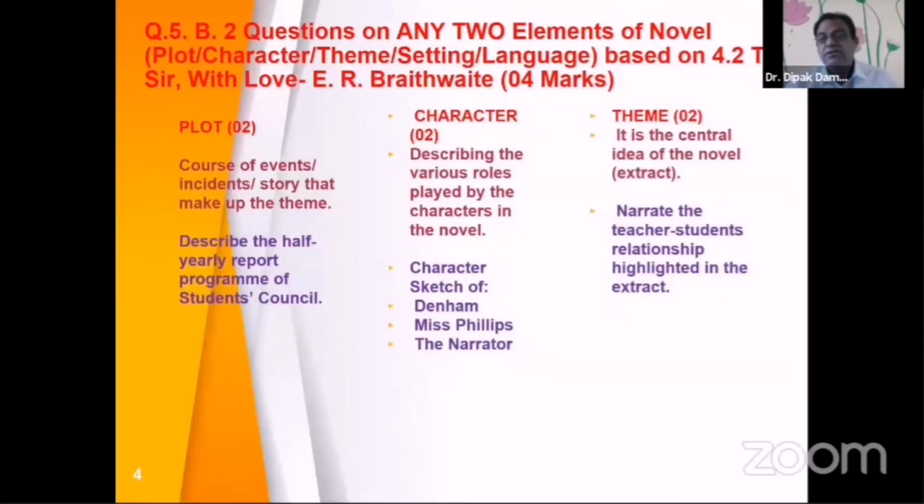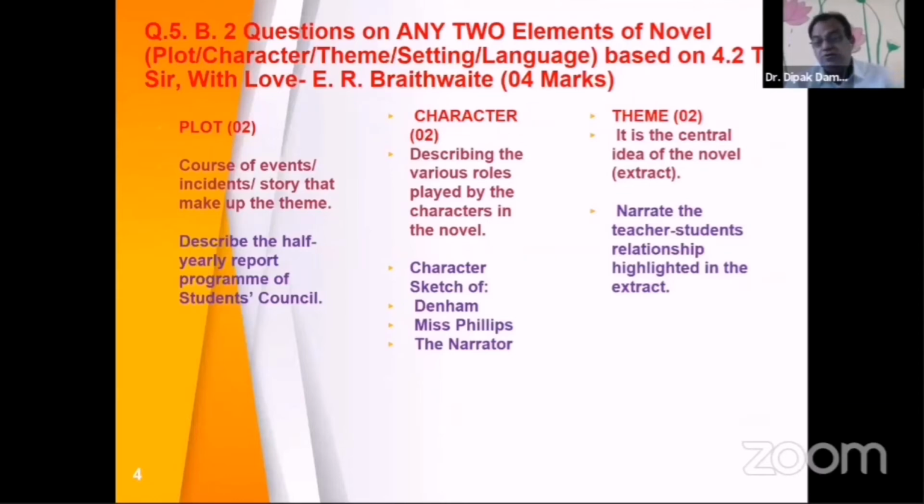Now we'll come to question number 5B. Here also we have 4 marks, and this question is based on the novel. The activities will be on To Serve with Love, written by E.R. Braithwaite. Now here we have to take proper care, as we have taught elements of the novel, so you have to frame activities based on those elements. For example, plot. What is plot? It is the course of events, incidents, the story that makes up the theme.